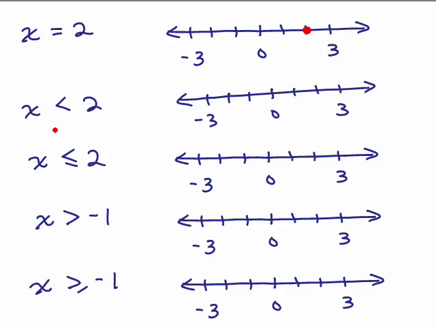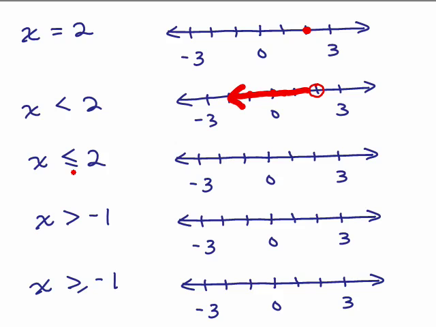All right, let's do x is less than 2. Well, this means it can't equal 2, but it's all the numbers smaller than 2. There are a lot of numbers smaller than 2. For instance, 0 is smaller than 2, -1 is smaller than 2, 1/2 is smaller than 2, etc. So all these numbers are to the left of 2. So what we do in that case is we put a circle around the 2 to show that it's not a solution, and then we draw an arrow to the left to show we want to pick up all the numbers smaller than 2.